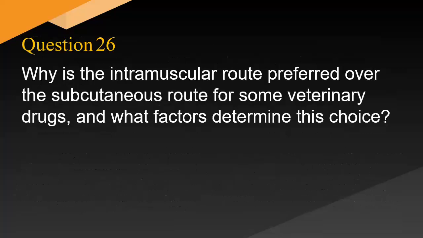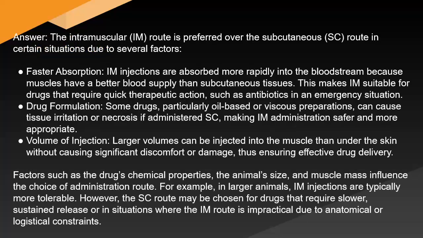Why is the intramuscular route preferred over the subcutaneous route for some veterinary drugs, and what factors determine this choice? Answer: the intramuscular (IM) route is preferred over the subcutaneous (SC) route in certain situations due to several factors. Faster absorption: IM injections are absorbed more rapidly into the bloodstream because muscles have a better blood supply than subcutaneous tissues. This makes IM suitable for drugs that require quick therapeutic action, such as antibiotics.